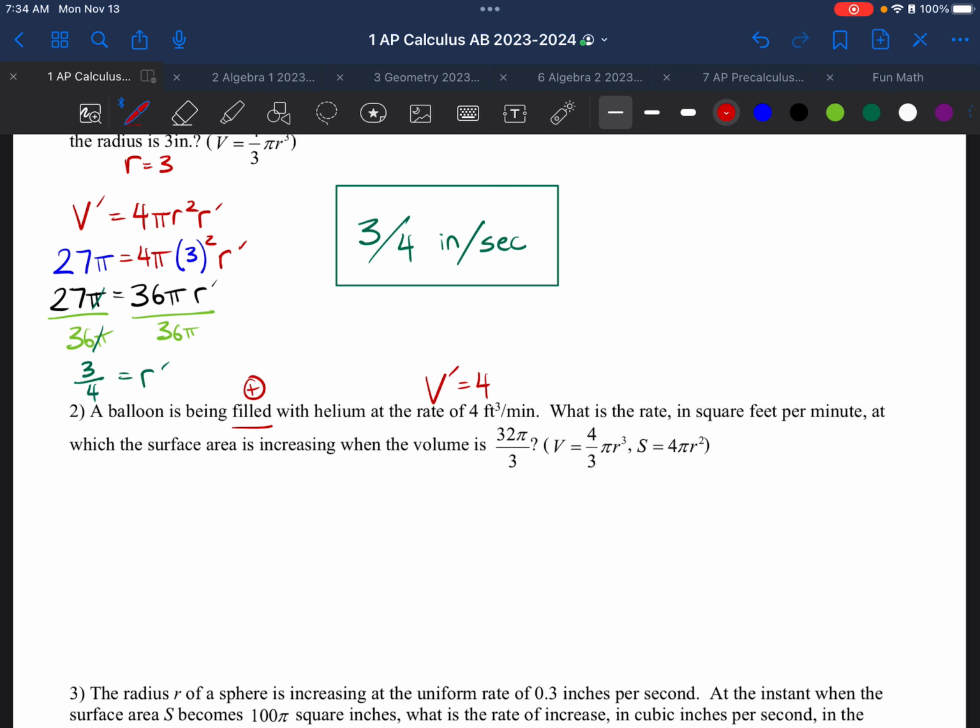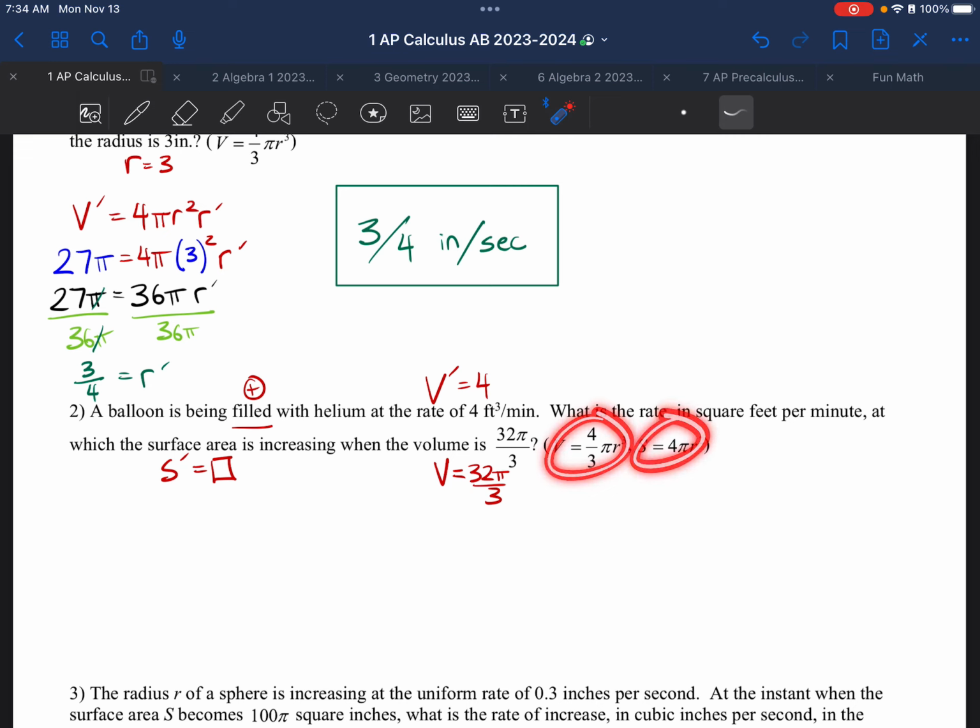What is the rate at which the surface area is increasing? So if it's surface area, it's talking about S prime, and that's what we're looking for. And it should be increasing, and it tells us that the volume is 32 pi. My handwriting here, I'm dragging my pen, so let me do a little bit better of a job. Volume is equal to 32 pi over 3, and it tells us 2 equations.